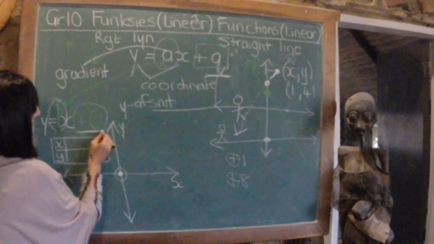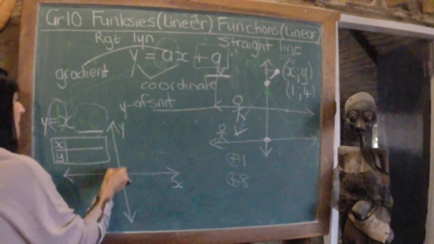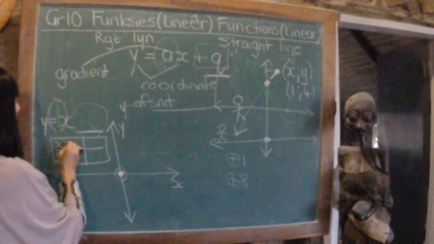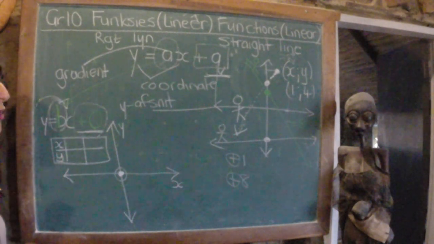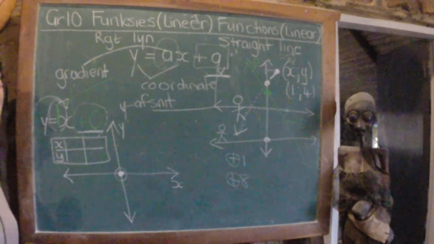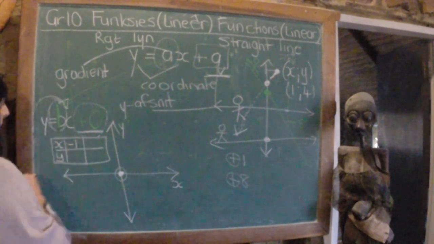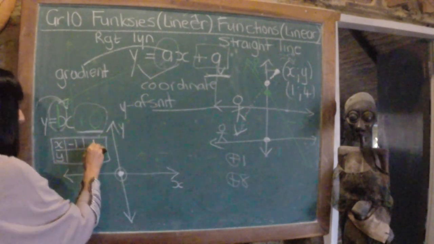Ons weet, hy sny die y-as by 0. So ons het klaarpunt. So ons kan net nog 2 maklike punte kies. Kom ons sit, onthou, x is ons insitwaarde, so ons mag die x-waardes kies. Let's pick easy x values. Let's pick on the minus side, you have to pick 1, let's make it minus 1. On the positive side, let's make it 1.